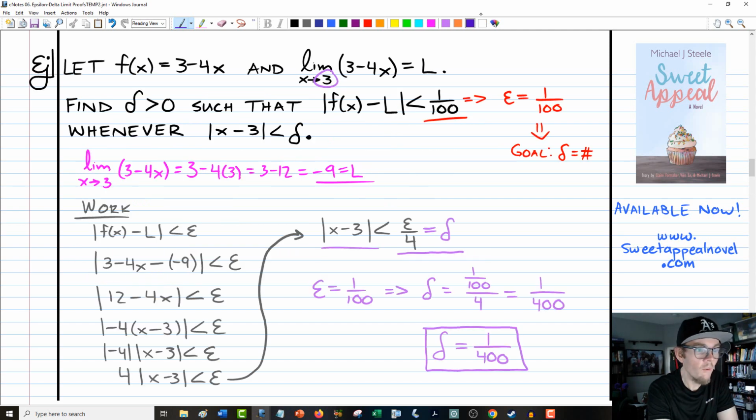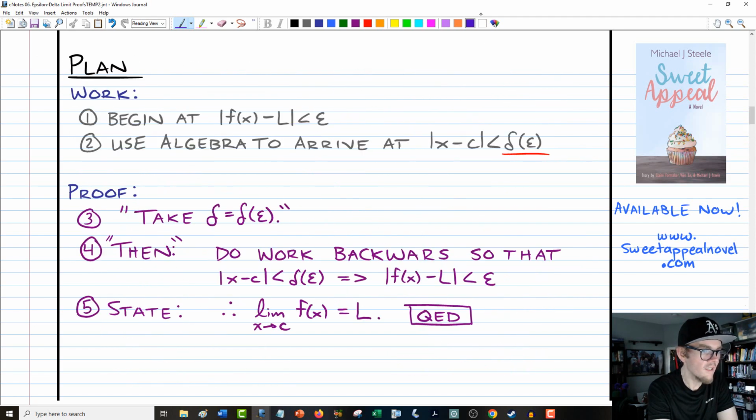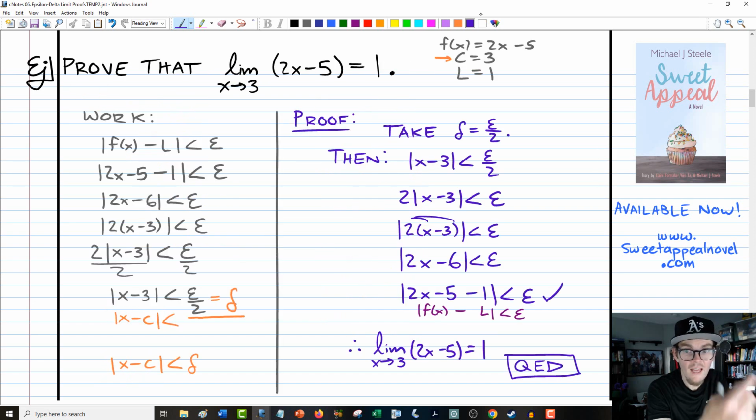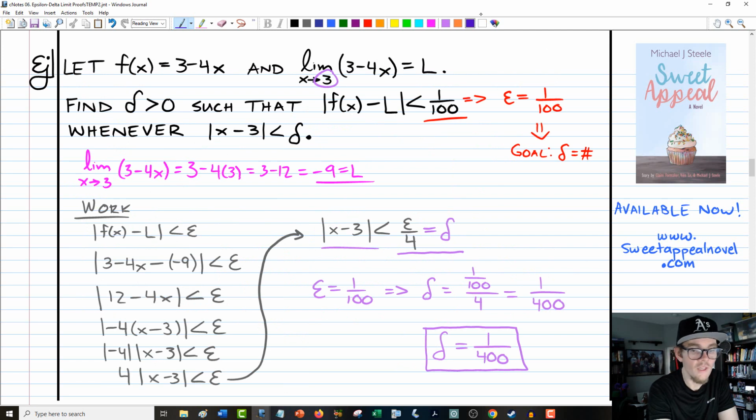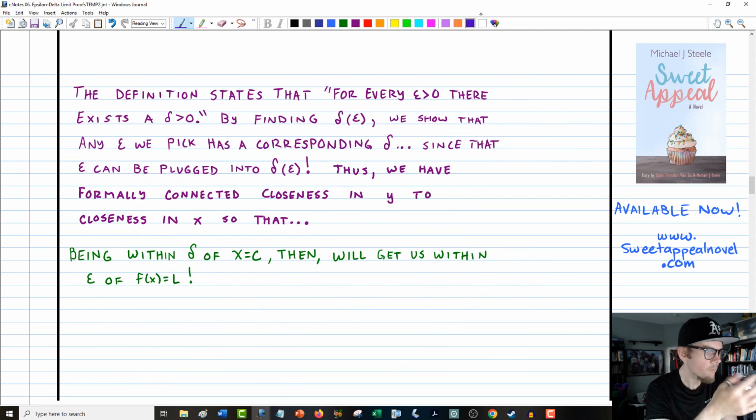In a sense, what we saw in the previous problem was that for a specific epsilon, we could find the corresponding delta. Earlier, when we actually did this, we were finding formally that connection. We're saying, well, it doesn't matter what epsilon you pick. If we just pick, in this case, I think it was delta as epsilon over 2, we establish that connection. So we're trying to connect those two things together when we do the process. Any epsilon we pick has a corresponding delta, since that epsilon can be plugged into delta as a function of epsilon. It's that formal connection. It's that delta as a function of epsilon that is the connection we're looking for.